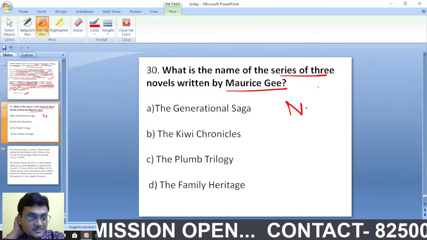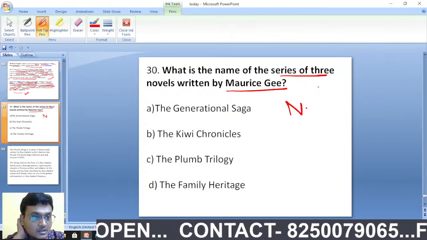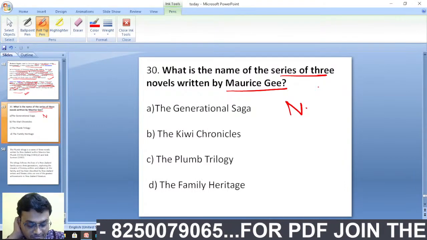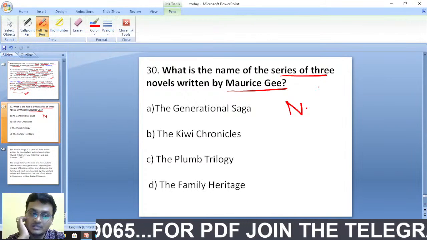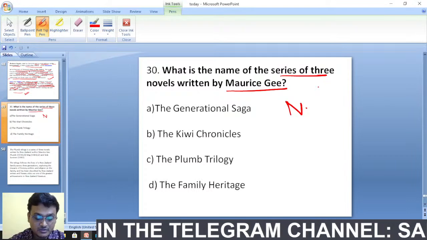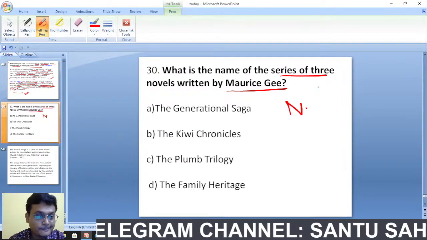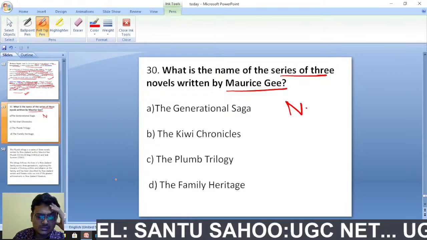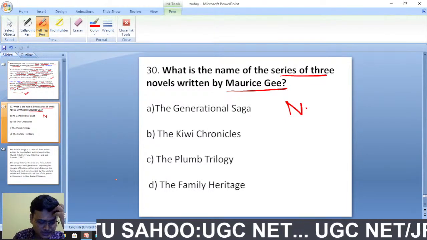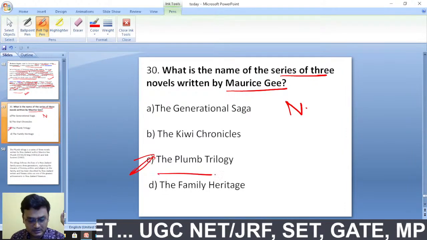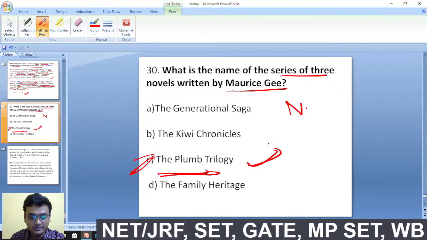What is the name of the series of three novels written by Maurice Gee? The Generational Saga, the Kiwi Chronicles, the Plum Trilogy, the Family Heritage. Here the right answer is the Plum Trilogy. Maurice Gee and Keri Hulme, they are famous New Zealand writers. Here the Plum Trilogy is the answer. The Plum Trilogy by Maurice Gee.